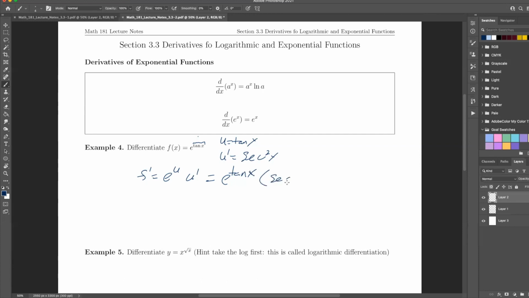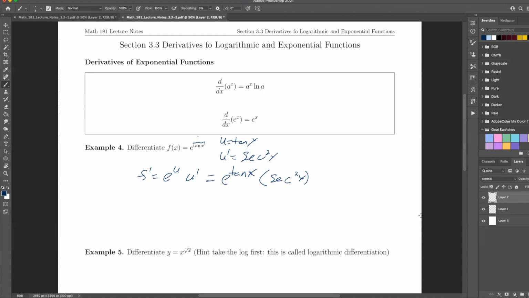Times secant squared x. Or another way of doing it is leave this consistent and just take the derivative of whatever's up top and just drop it down. All right.